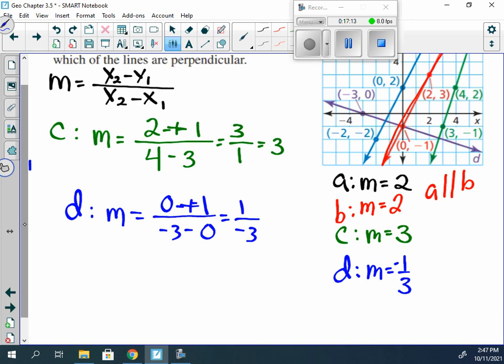So C and D would be perpendicular, because those slopes, 3 and negative 1/3, are opposite reciprocals. We changed the sign and flipped it. Any other questions on this here?